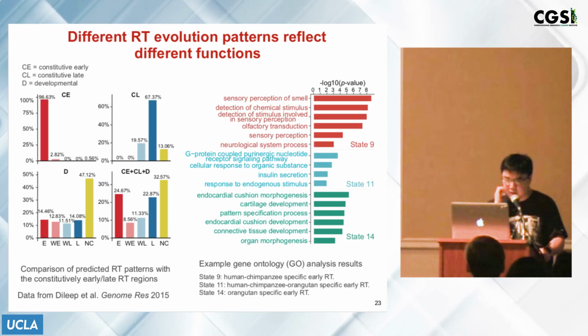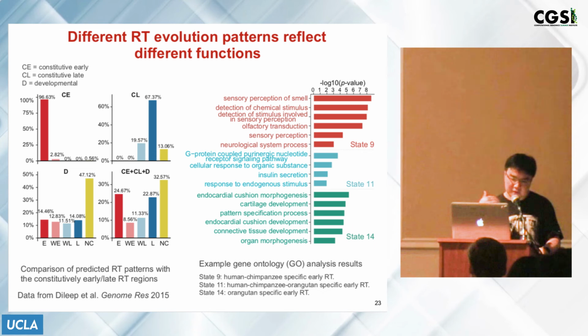Next, we compared... how much more time do I have? So next, we looked at data from this paper from David Gilbert's group, looking at the replication timing program in ES cell differentiation.